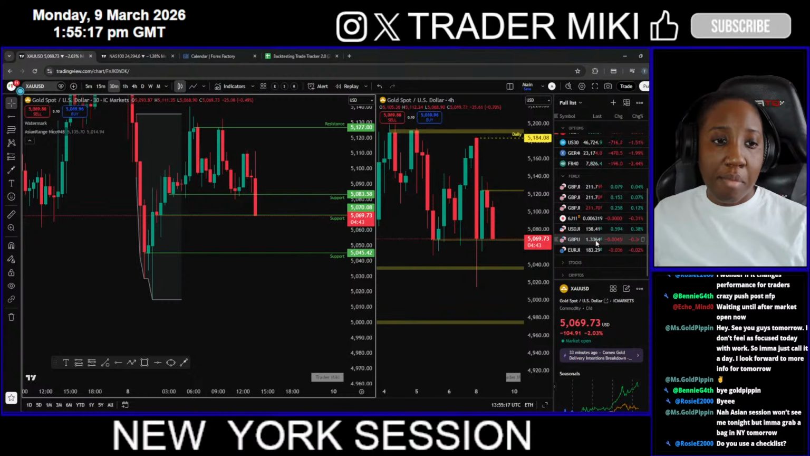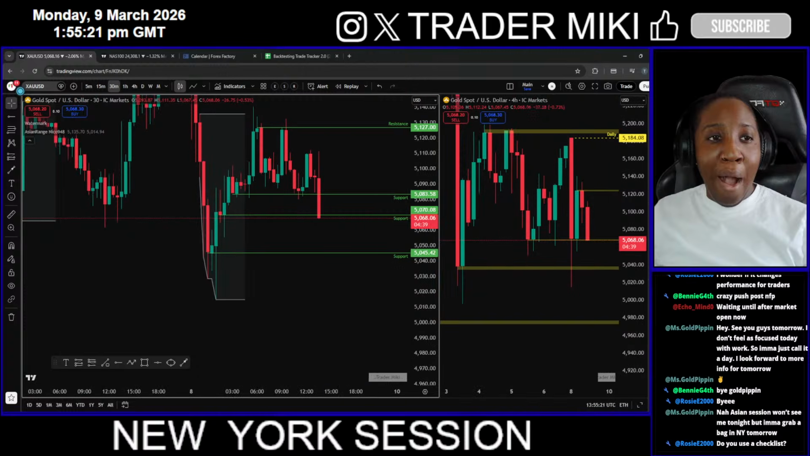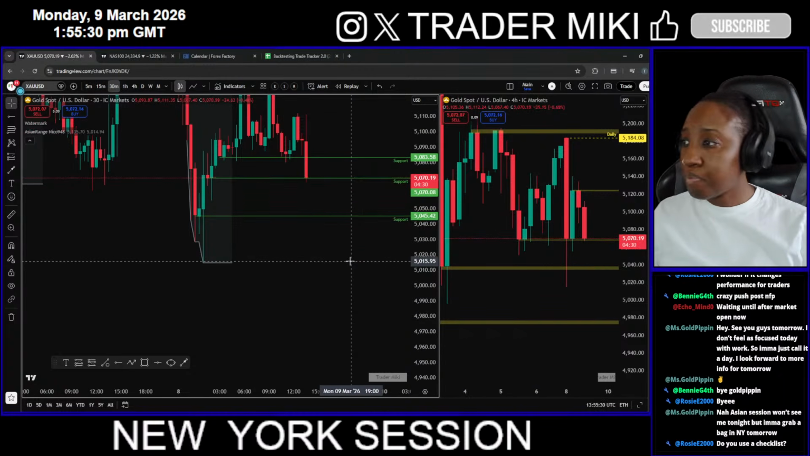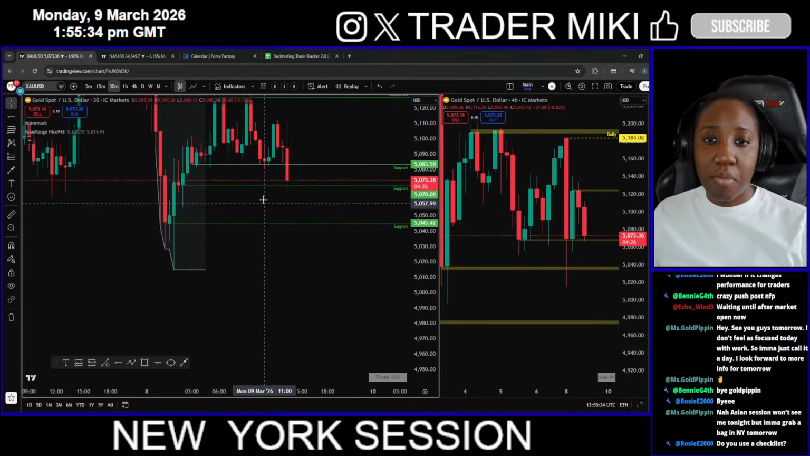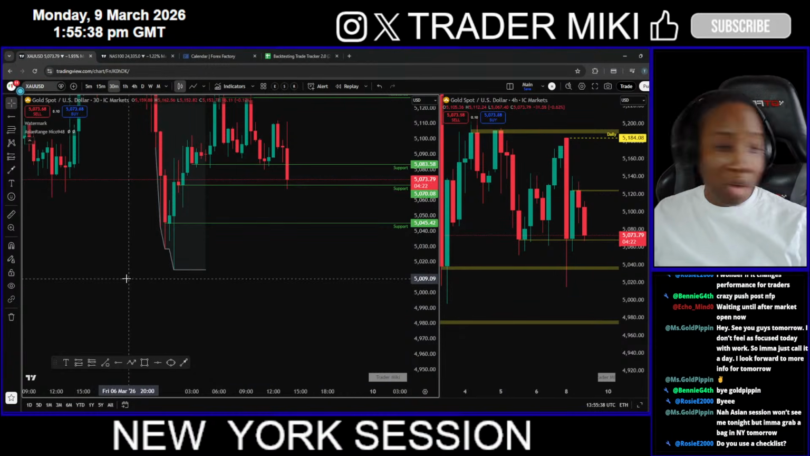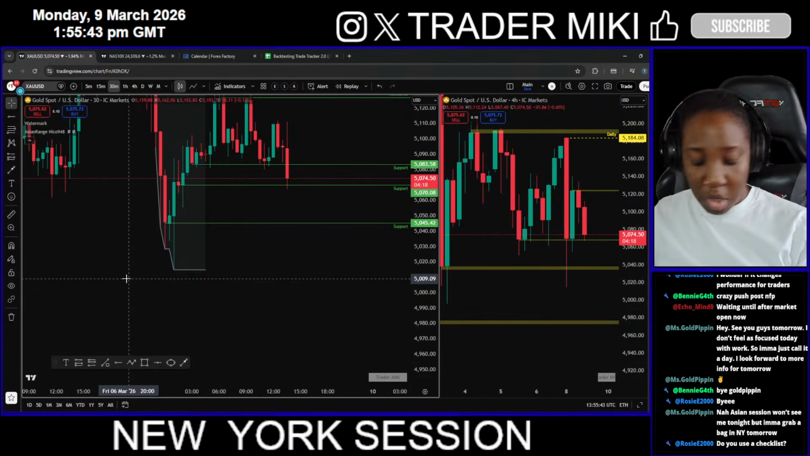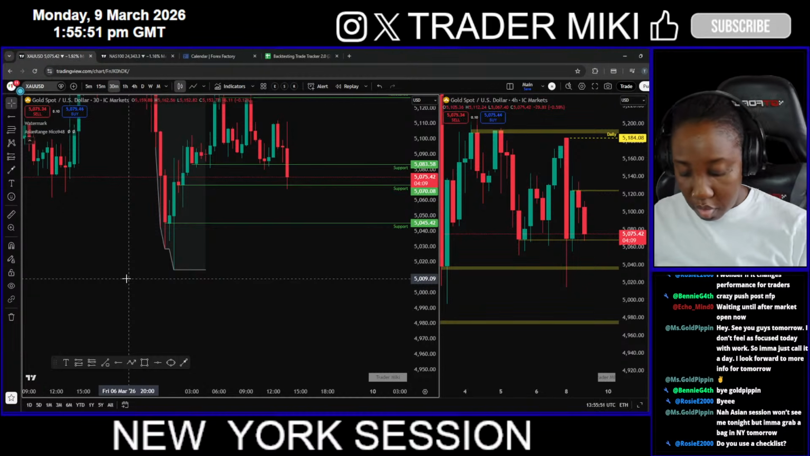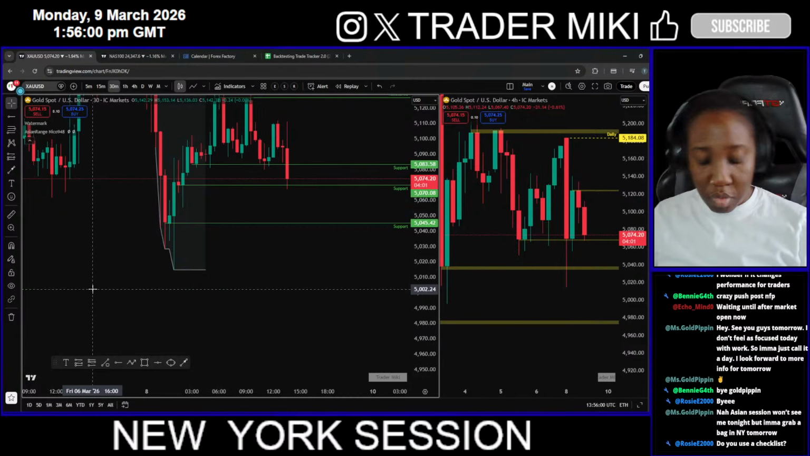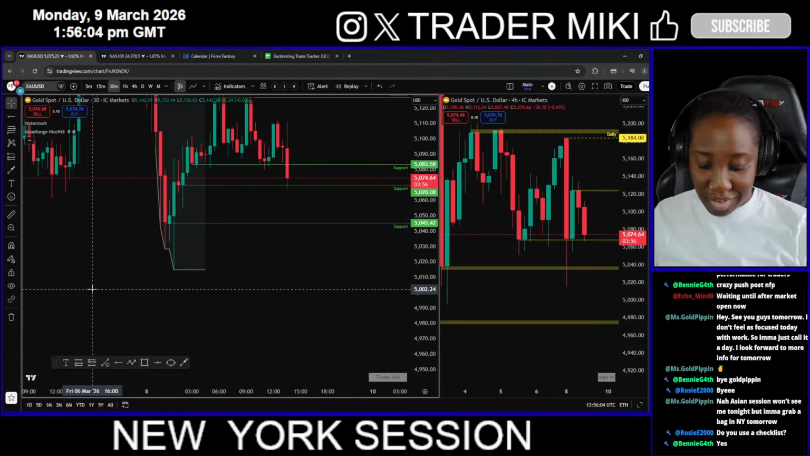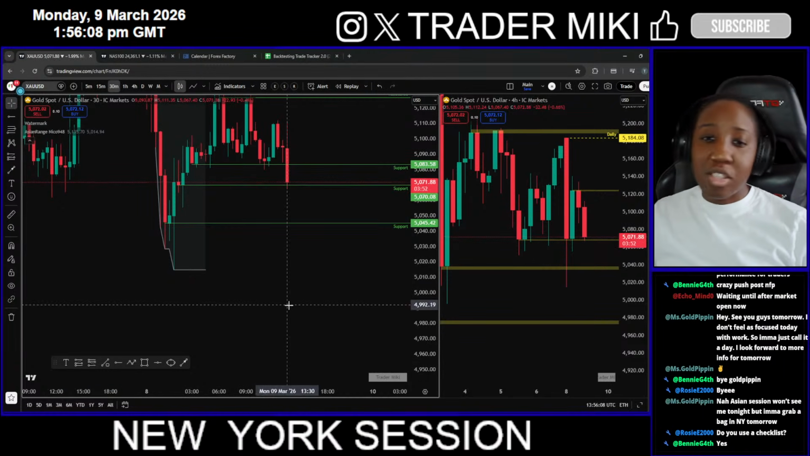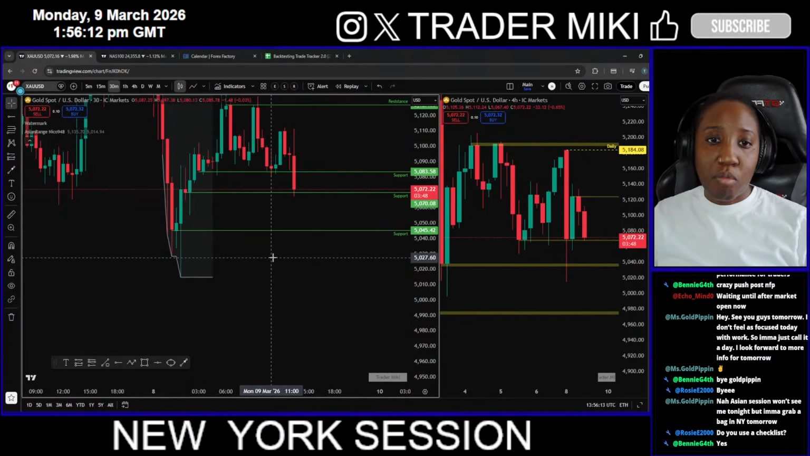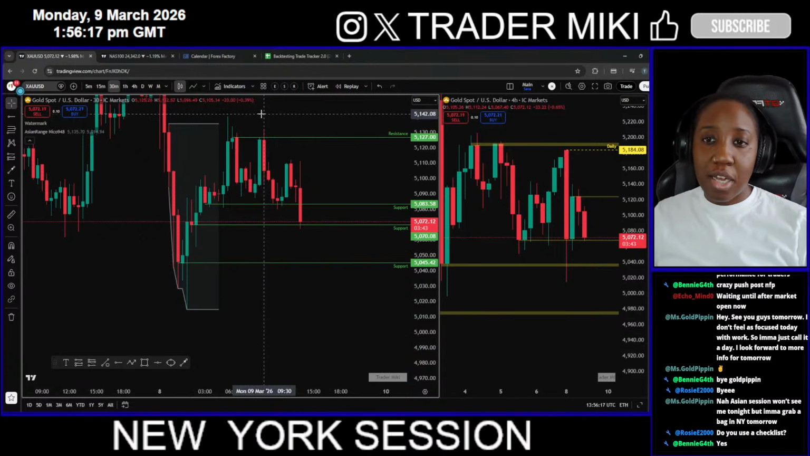GU is looking bad. Oh, a closure below this 4-hour support would be amazing. Come on, gold, give us the double. Below 30-minute and 4-hour support. Go on. Are you asking for too much? Yes. Fine. Not asking for too much. Just trying to trade in line with the daily candle. That's it.